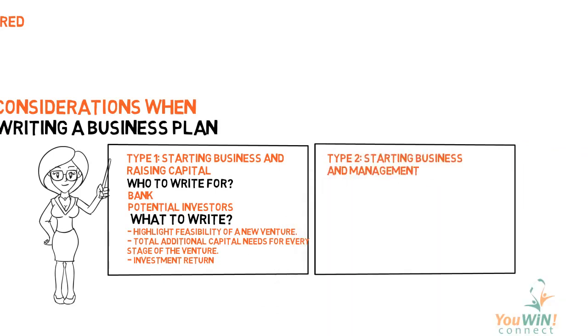Type 2, starting a business and you're writing for in-house people, for management, your colleagues, and also for the owners of the business. The content in this type is the same as type 1. However, there's no need to pay attention to convincing the readers about the company's success because it's something that is already known to all of you. Writers need to concentrate on information and specific solutions for the common activities of the company.